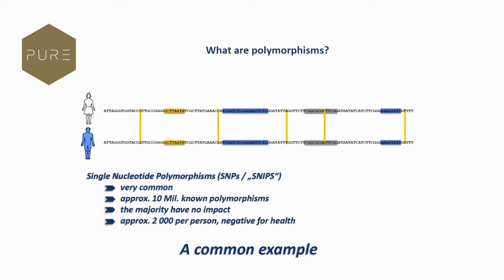There are around 10 million known polymorphisms in the human genome. When they looked at people from different areas, they found 10 million different variations. The majority have no impact on health, on the body, on anything. And as I said, around 2,000 of these polymorphisms influence our health negatively. Now let's look at a common example. Lactose intolerance or tolerance is a very common example of a food intolerance.